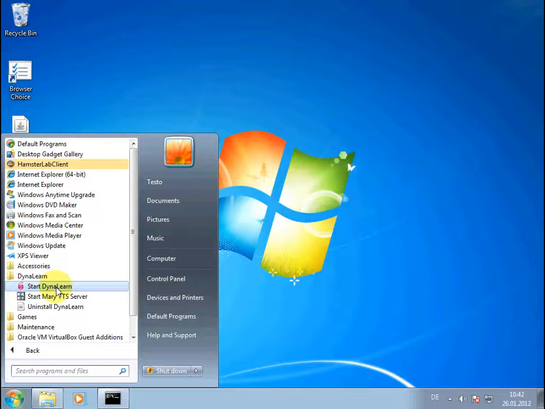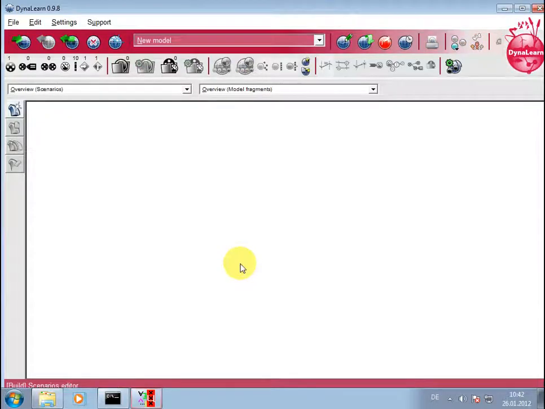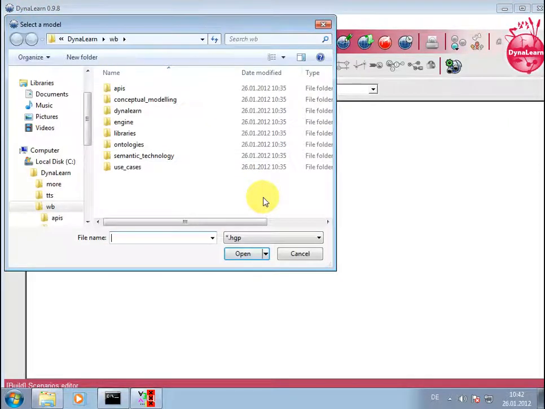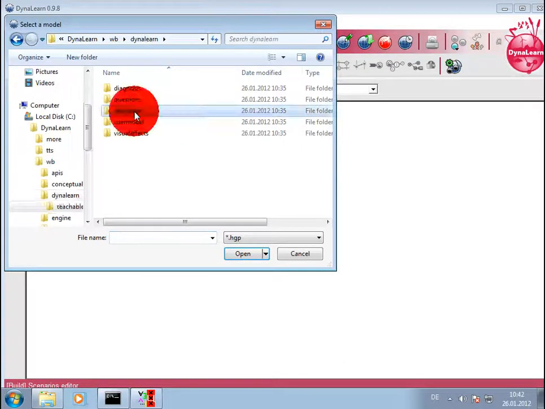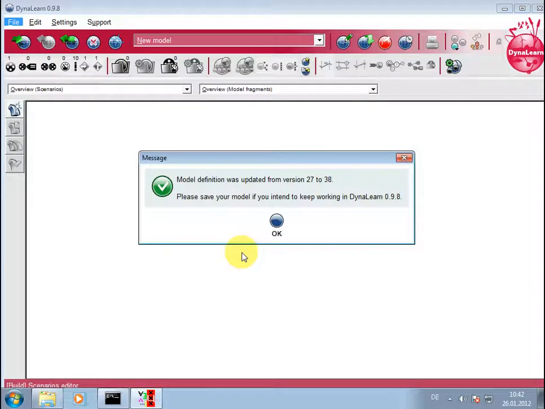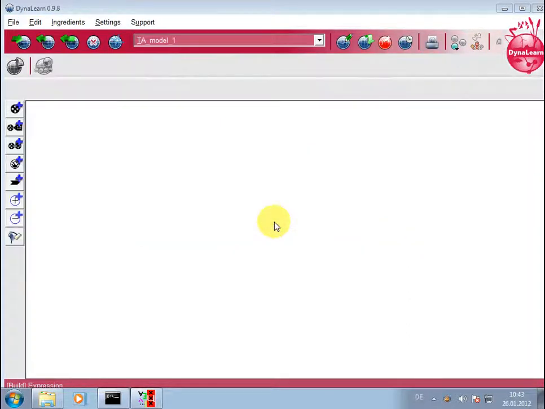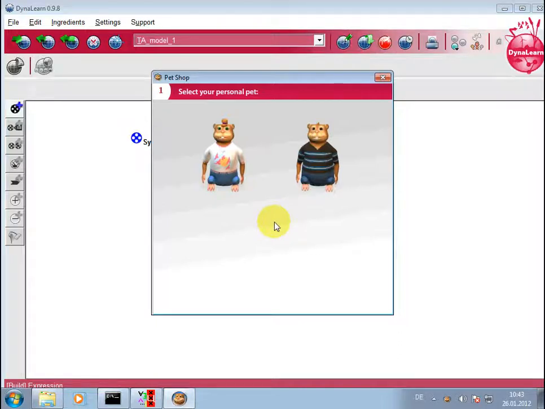Start DynaLearn. And I first need an expert model in the background, so this is more or less the solution for the hint system. So we've opened just the Teachable agent model that is shipped with DynaLearn. It's the expert model here. This model is now loaded in the background, and for the user this dialog appears.